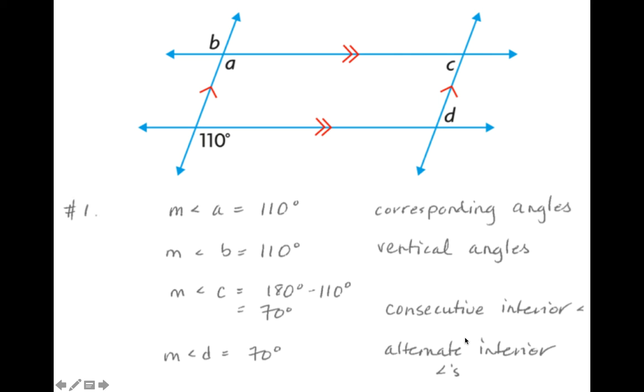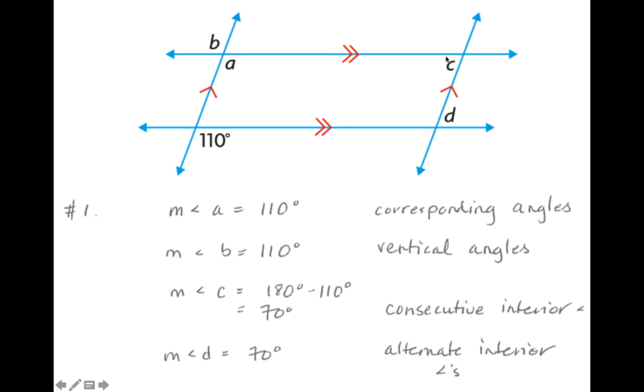And so not only do we ask you to find them and tell us what they are, but we ask you to give the reasoning. So we know that angle A is the same as 110 because they're corresponding angles. So we say the measure of angle A is 110, and the reason is they're corresponding angles. B, we know that the measure of angle B is 110 because they're vertical angles.